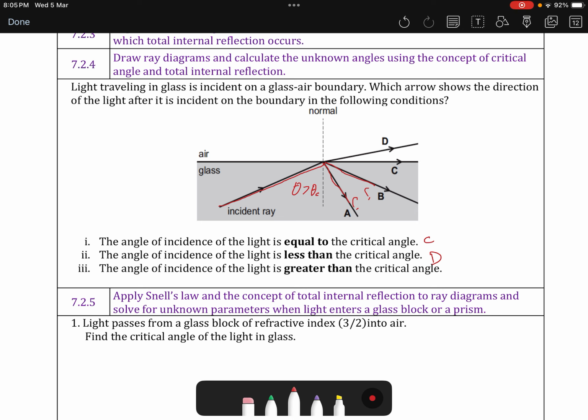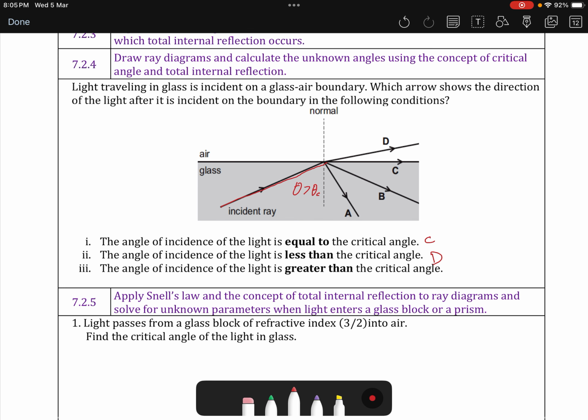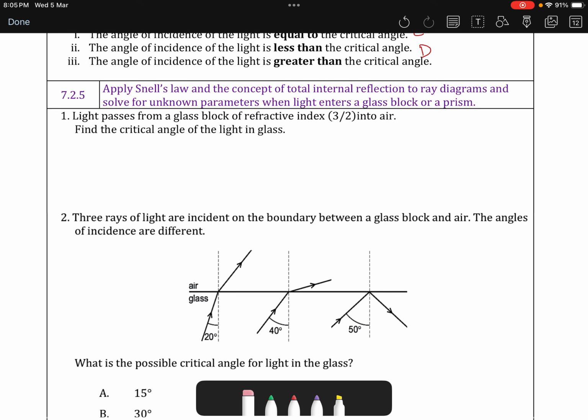Actually, we know that the angle of reflection should equal the angle of incidence. So A clearly has a smaller angle. Look at A here. This angle is small. But B will have an angle equal to the angle of incidence. So B is the right answer. Hopefully this is clear. Inshallah. Next question.